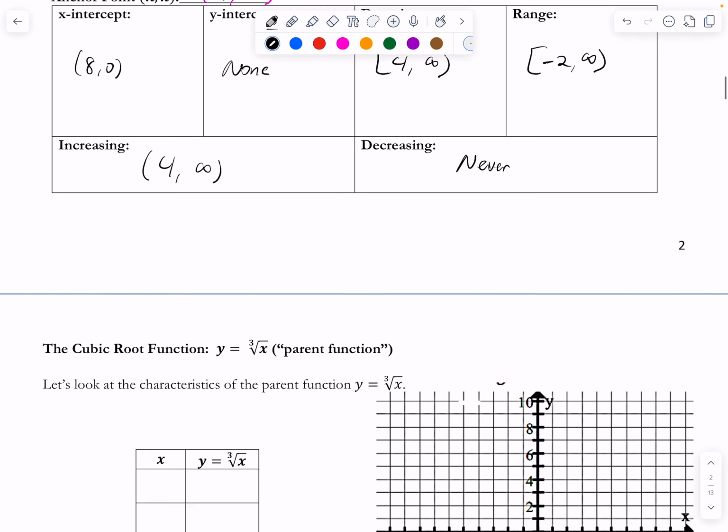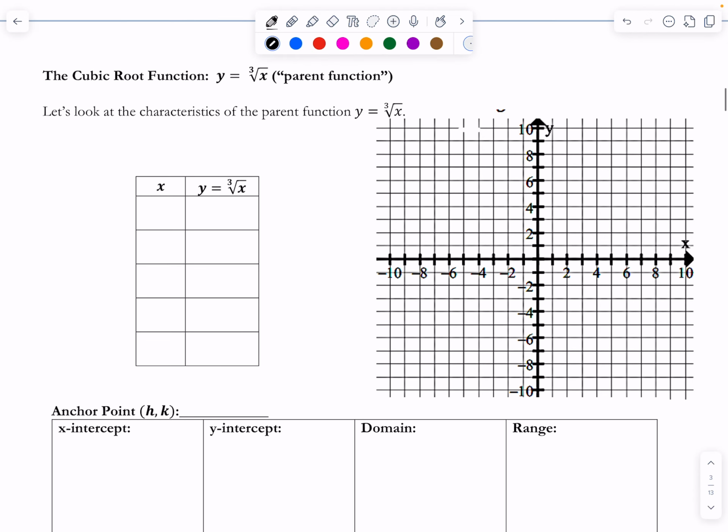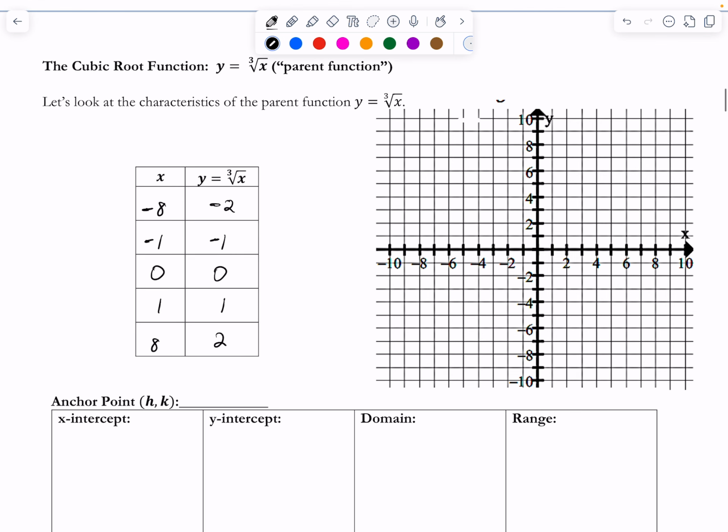All right, let's talk about the cube root function, or the cubic function. Again, this is one that we should hopefully know from that first unit. Our OG points, we're going to have negative 8, negative 1, 0, 1, and 8. When I do the cube root of those, I get negative 2, negative 1, 0, 1, and 2. So I'm going to plot that original one.